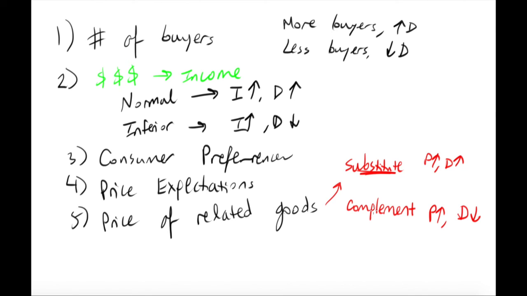So in factoring the shifts in demand, the things to consider are first, the number of buyers in the market. Are there a lot or are there very few? The second thing is the income of the overall market and the people that are purchasing. And then you want to consider things like the consumer preferences and tastes, the price expectations, as well as the price of related goods. That pretty much covers it for this video.